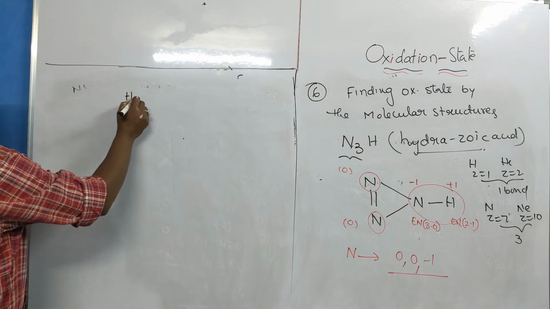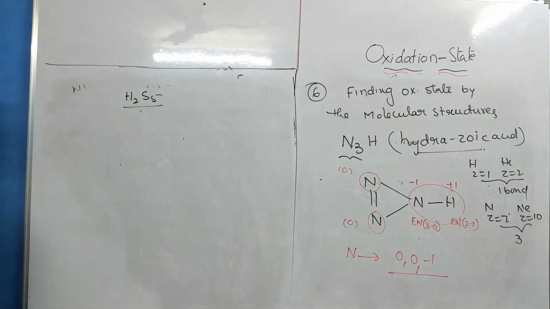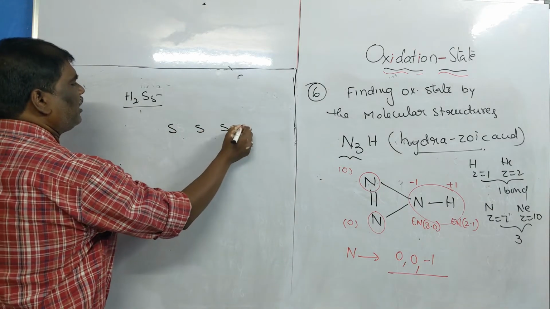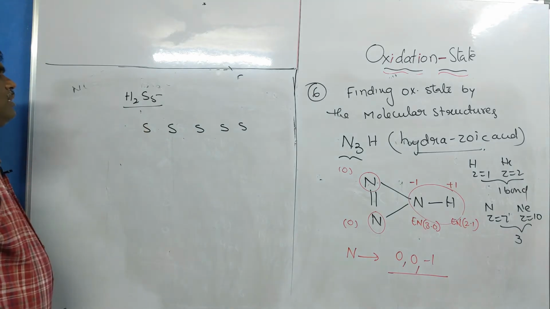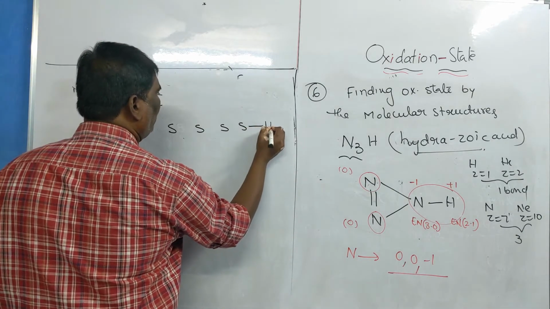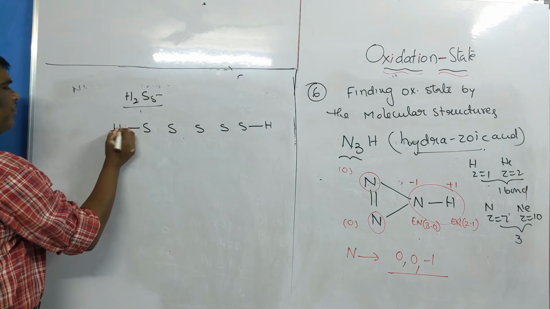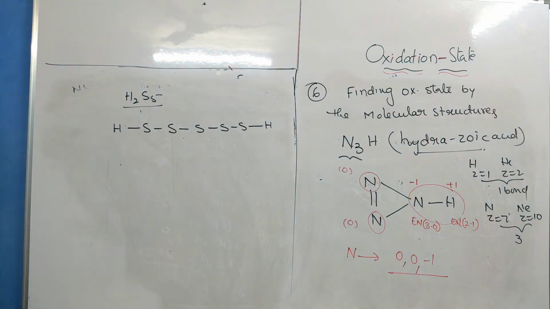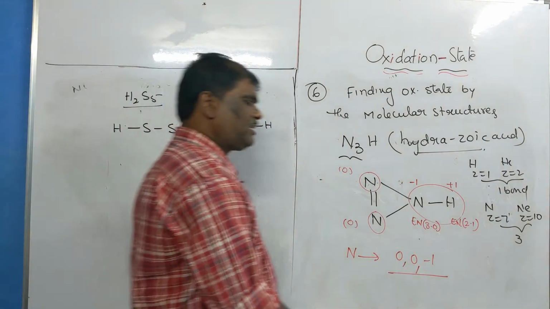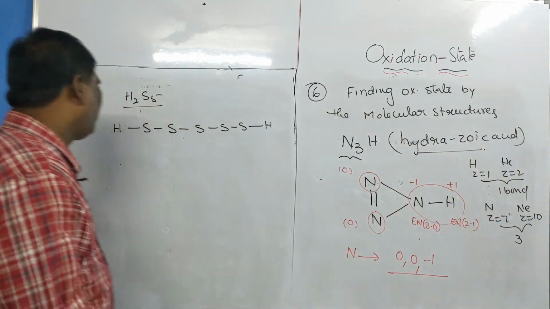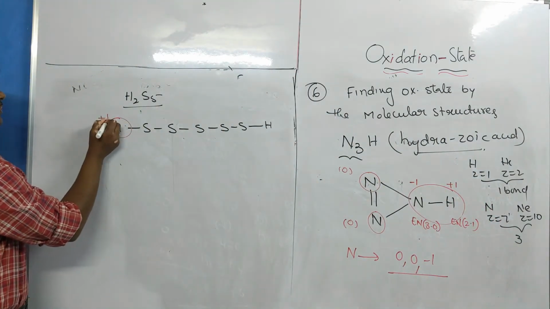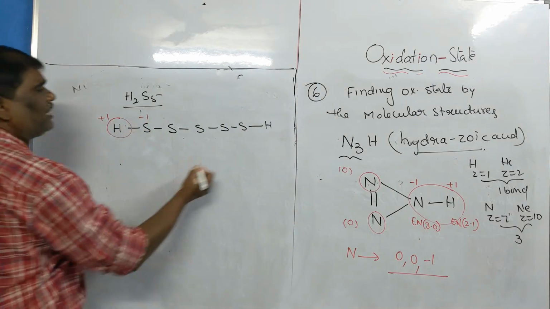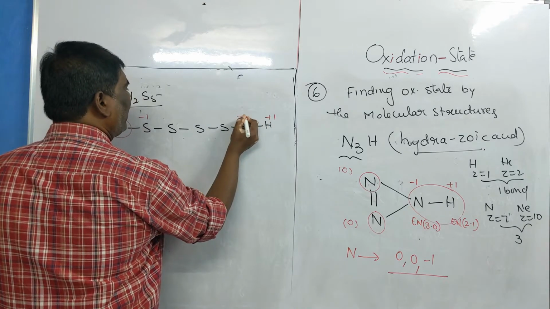One more example, we are taking H2S5. Here, more sulfur atoms are there: 1, 2, 3, 4, 5 sulfurs. You know, hydrogen makes a single bond. Here it makes a single bond. Remaining are taken as single bonds like this. Generally, hydrogen is given plus 1 oxidation state. When hydrogen is plus 1, this sulfur will get minus 1. This is plus 1, this sulfur will get minus 1.